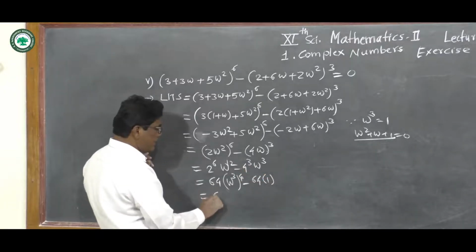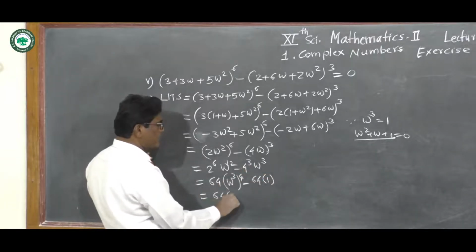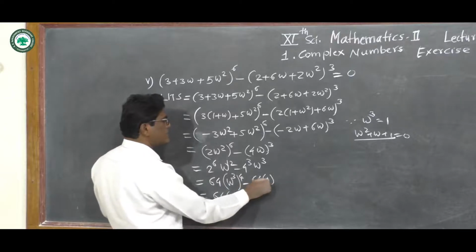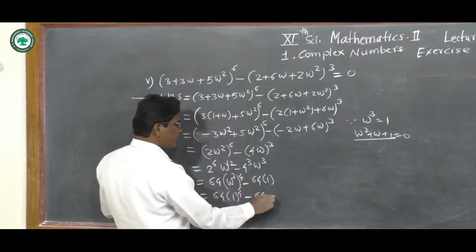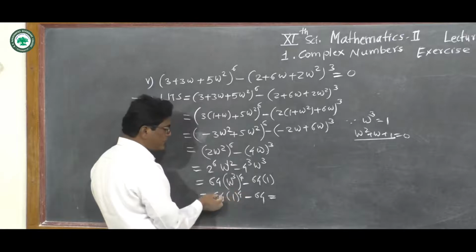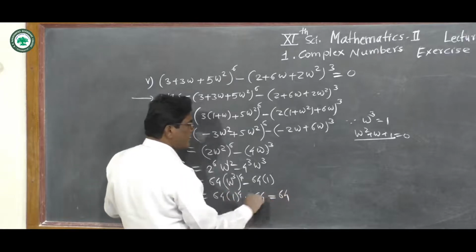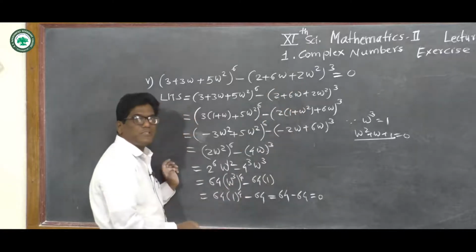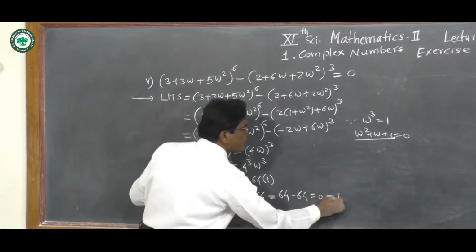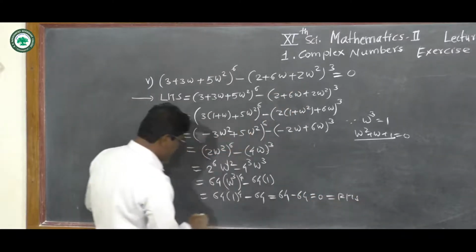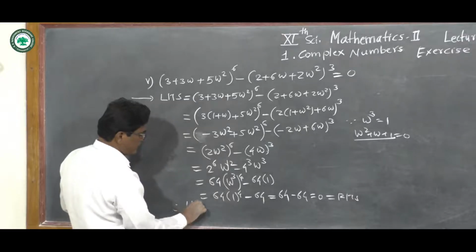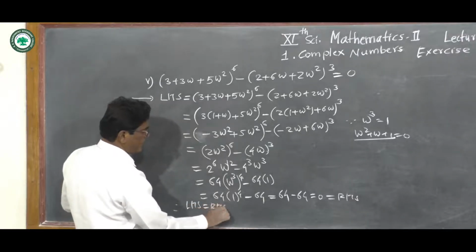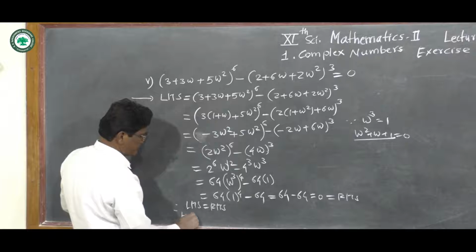Again here 64 as it is, omega cube is 1, so 1 to the power 4 minus 64 into 1. So we get 1 to the power 4 is 1, so 1 into 64 is 64, and minus this 64 it is equal to 0. So we have to show 0, it is RHS. So LHS is equal to RHS. Therefore LHS is equal to RHS, hence proved.